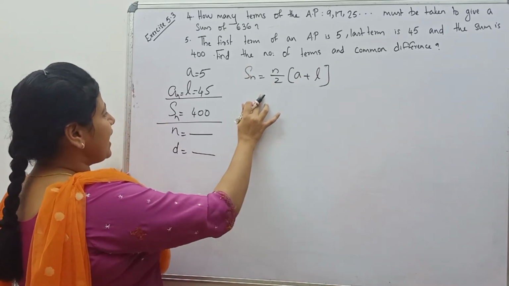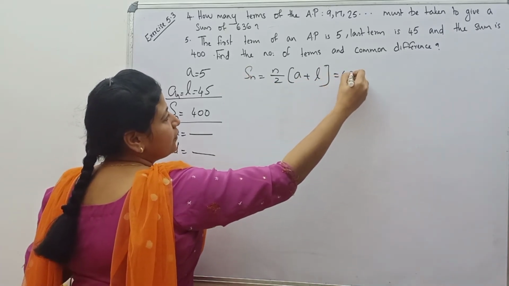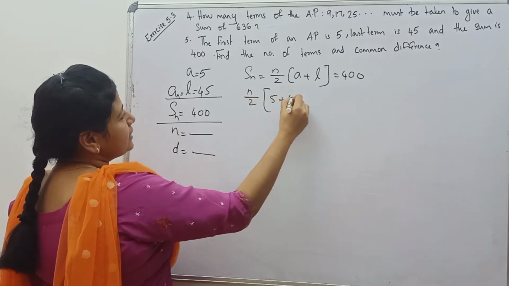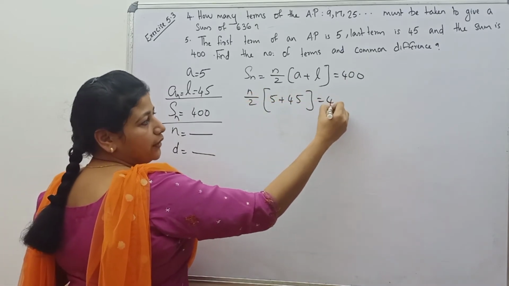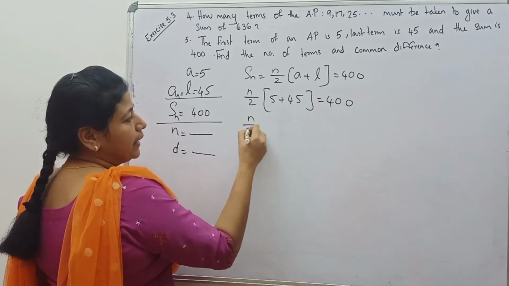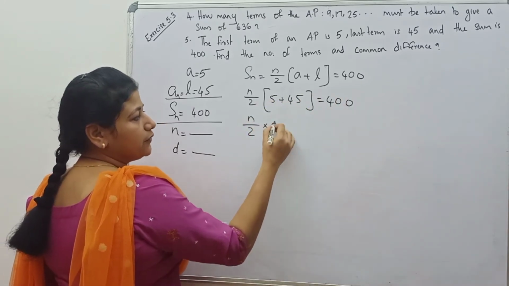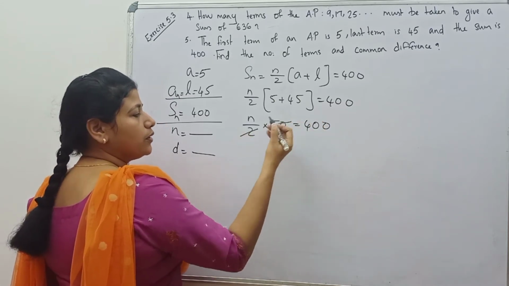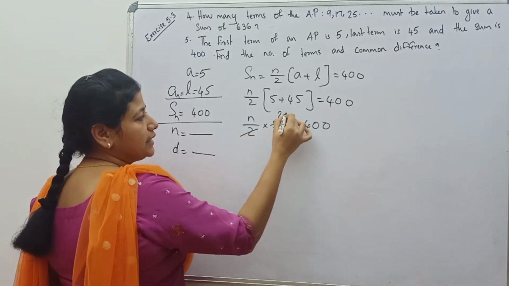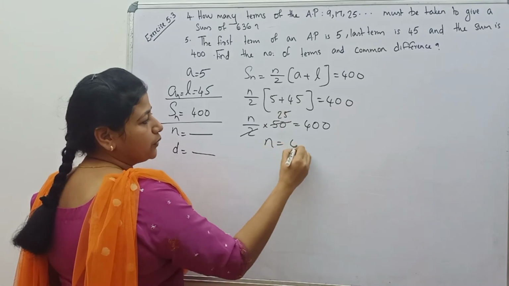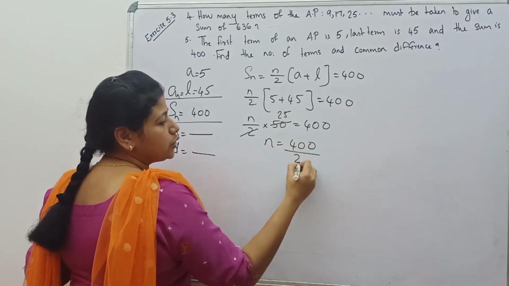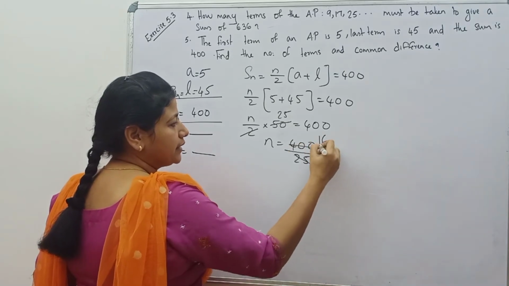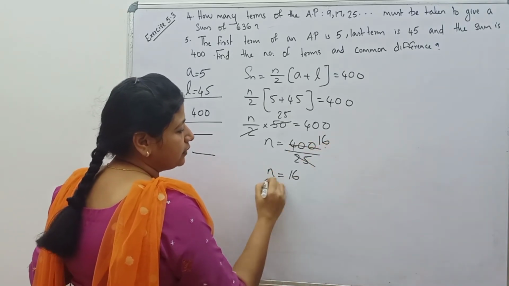And Sn is given as 400, so we can take this as 400. So n by 2 into first term 5, last term 45, you will get 400, okay? So n by 2 into 5 plus 45 is 50, which is equal to 400. You cancel this 50 by 2, then you will get here 25. Then n equal to 400 by 25. Okay. 25 in 400 will be 16. So n equal to 16.